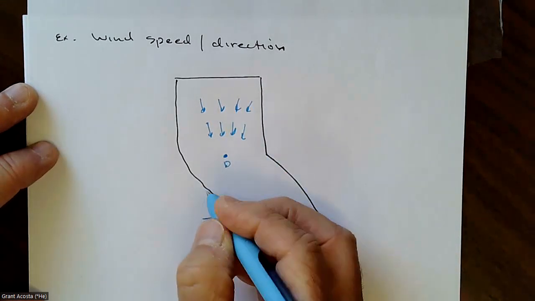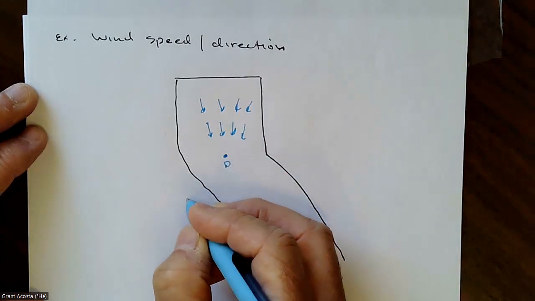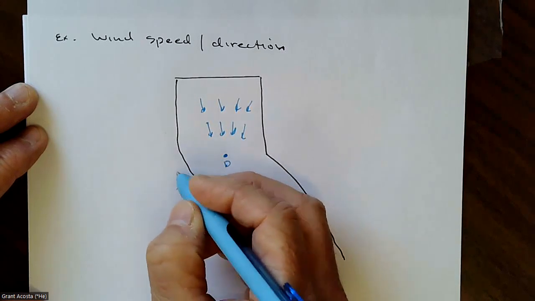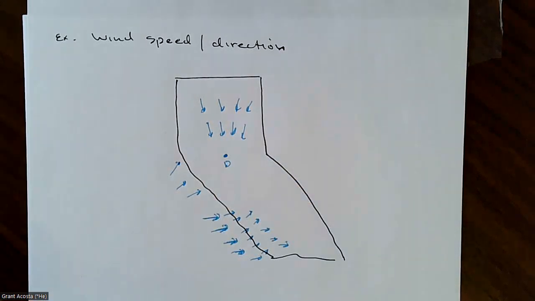So imagine all of these vectors together, right? They could all be going in different directions, but that collection of vectors is just a vector field. That's a real life example.